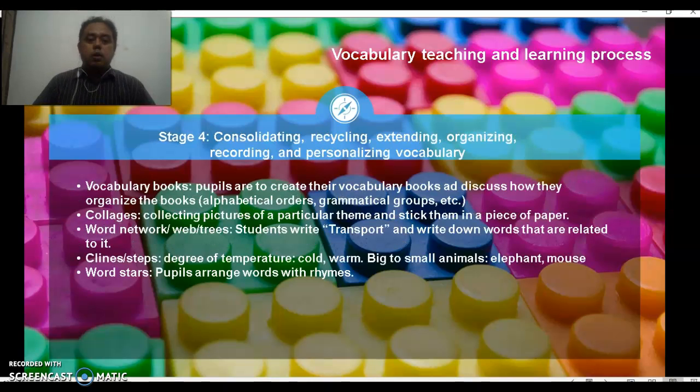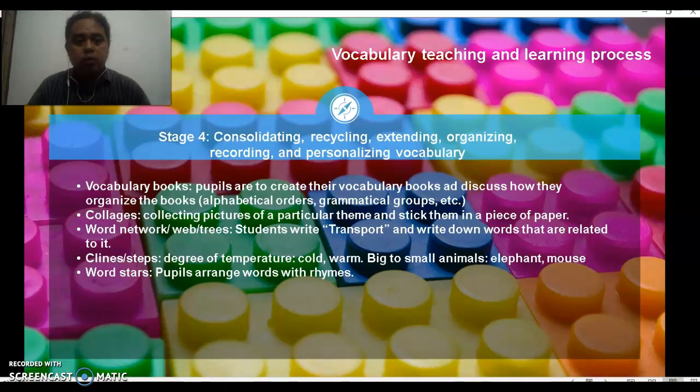Okay, stage 4. Consolidating, recycling, extending, organizing, recording, and personalizing vocabulary. Maybe the students can create vocabulary books and discuss how they organize the books, alphabetical order, grammatical groups, or etc. Collages, collecting pictures of particular themes and sticking them together on one piece of paper. Word networks or webs or trees.